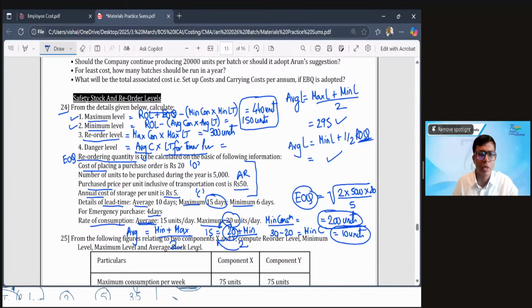Danger level will be very less than all the other levels. So see, how much is your lead time for emergency purchases? Only 4 days. And what is your average consumption? Your average consumption is 15. 15 fours are 60. So this is coming as 60.